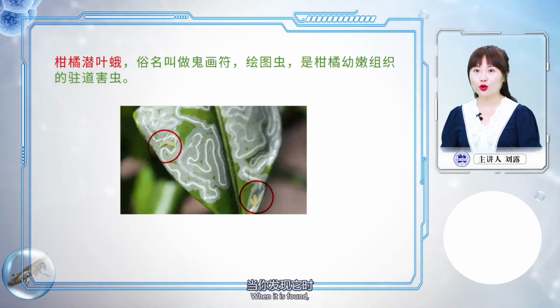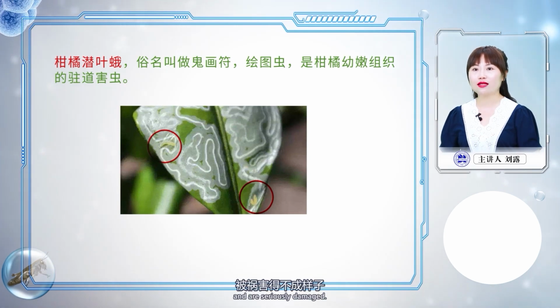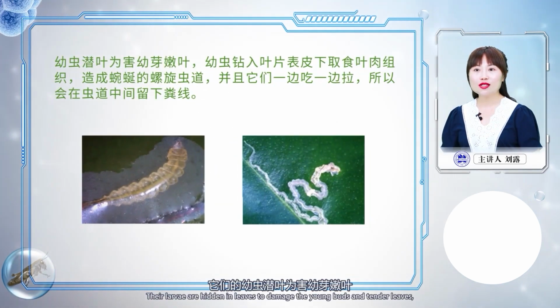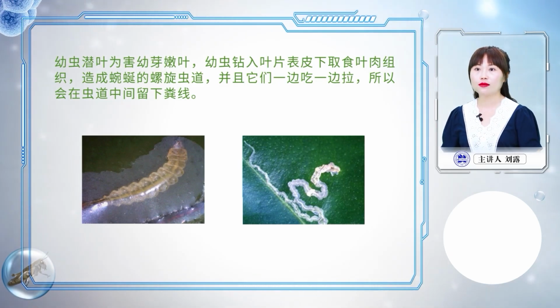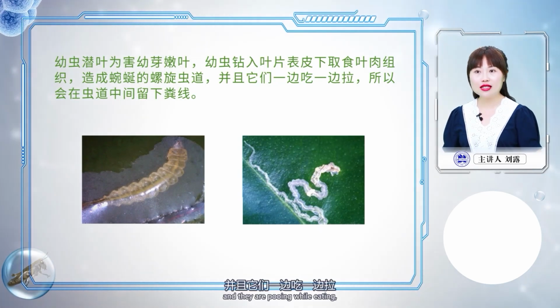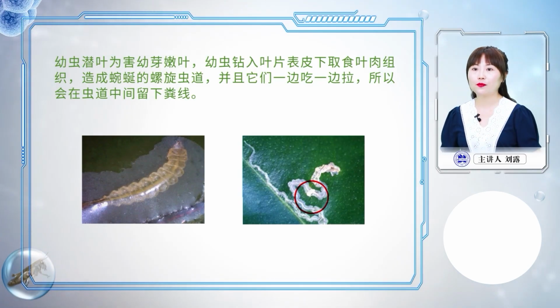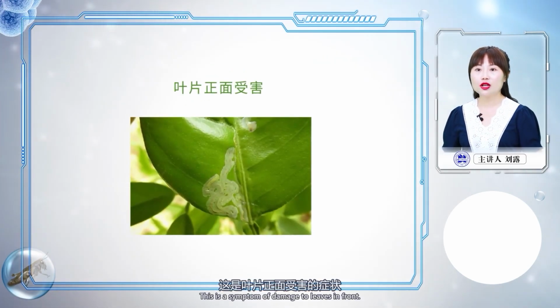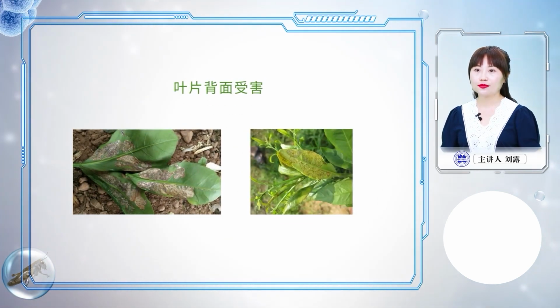When it is found, tender shoots have already been covered with worm paths and are seriously damaged. Their larvae are hidden in leaves to damage the young buds and tender leaves, and the larvae are hidden under the epidermis of the leaves to feed on mesophyll tissue, causing meandering spiral passages, and they are pooing while eating. So they leave fecal lines in the middle of worm paths. This is a symptom of damage to leaves in front. This is a symptom of damage to leaves at back.